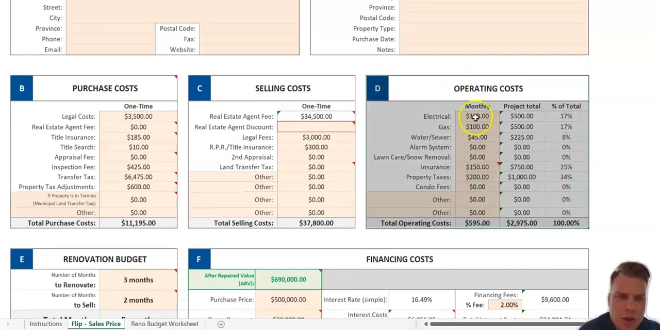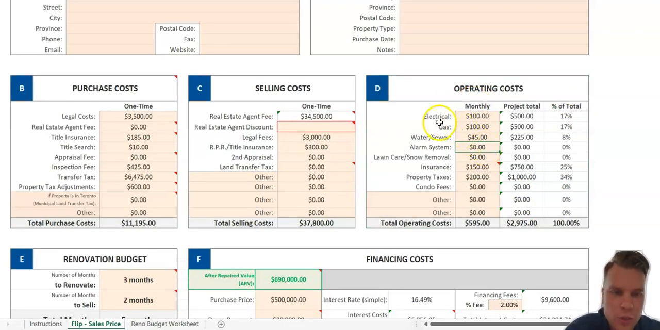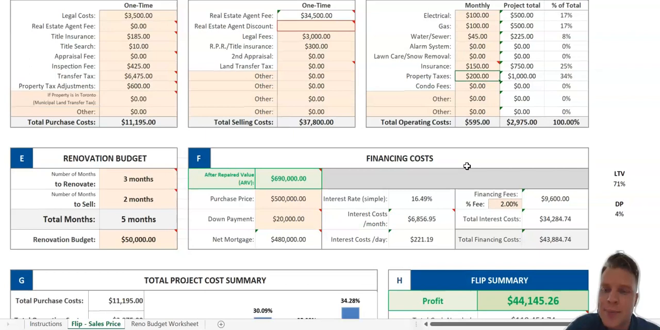Operating costs, so these are all the costs associated with operating the property for the duration of the loan. So we have electrical, gas, water, sewer. If you choose to have an alarm system, have a budget in there for that. Insurance, property tax. Obviously, you're going to have to modify these numbers as you see fit. This will drastically change if you're buying a single-family detached home in Sudbury versus if you're buying a fourplex in Kitchener or so. Just modify these numbers to ensure that you're having an accurate representation of what your flip deal is going to look like.